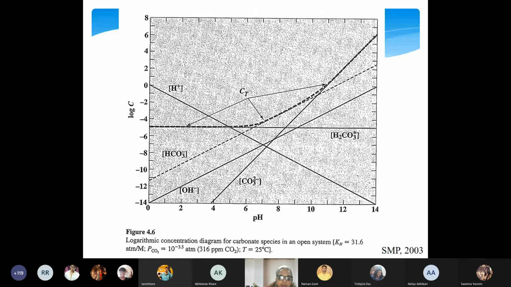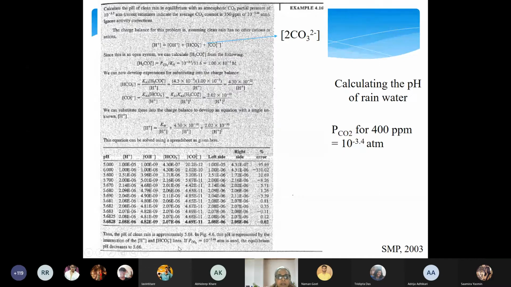Okay, so what happens in an open system? What is fixed? In an open system, it's Henry's law that governs the total amount of carbon in the system. So it is this equilibrium between the gaseous phase and the aqueous phase that will determine how much is there in the water. And you can see H2CO3 in this case is constant no matter what the pH is. And that is because this is our governing equation: our KH value, which is the partial pressure of CO2 divided by H2CO3.